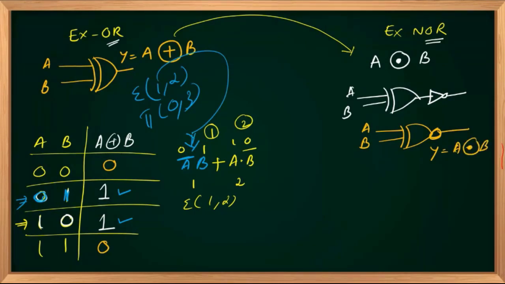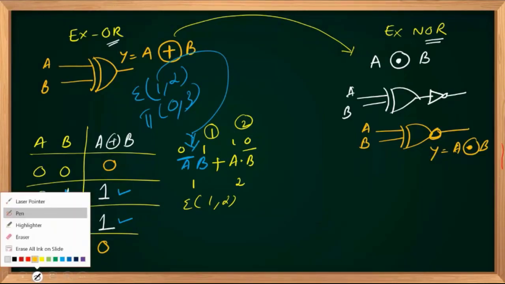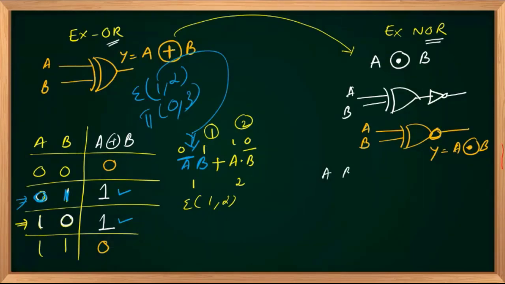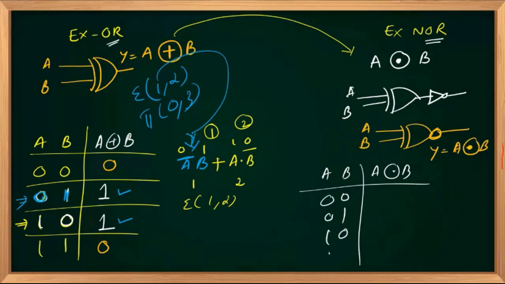A dot in a circle, an OR in a circle, XOR. And they are mutually complement. So four entries again, A XNOR B. Four combinations: 0 0, 0 1, 1 0, 1 1. Just a complement of my XOR. So 0 1 1 0 was XOR, so my XNOR will be 1 0 0 1.